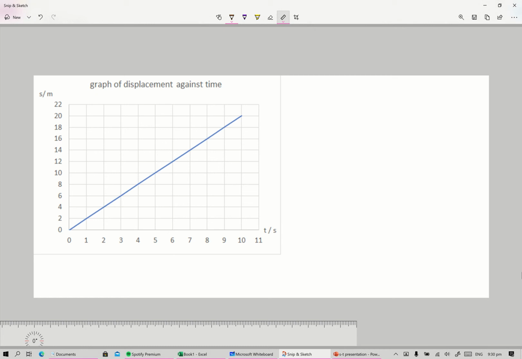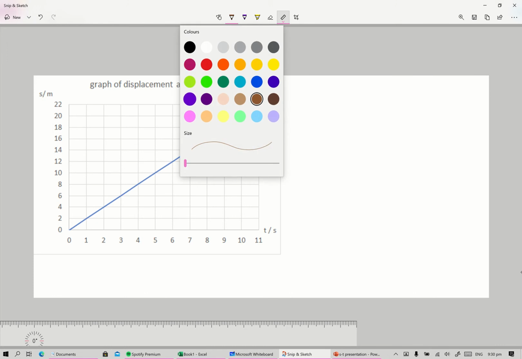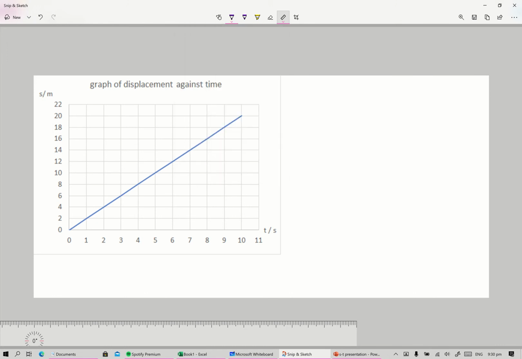How do you determine the velocity using a displacement time graph? Okay, before I go any further, you must be familiarized with the gradient of a straight line graph.